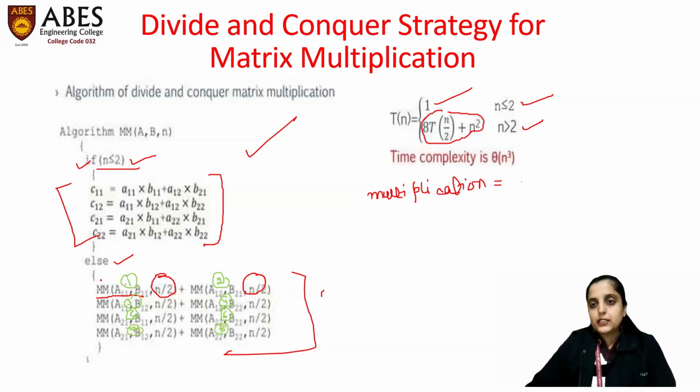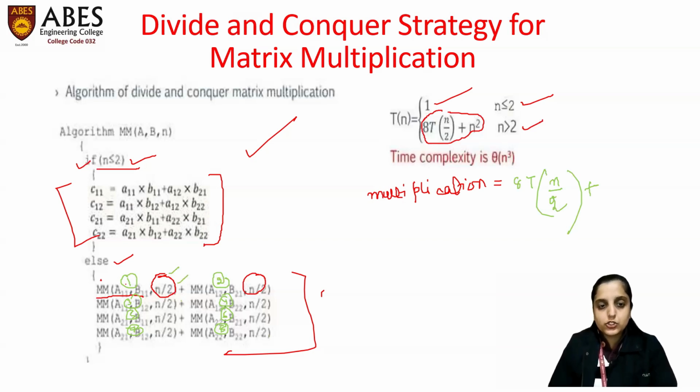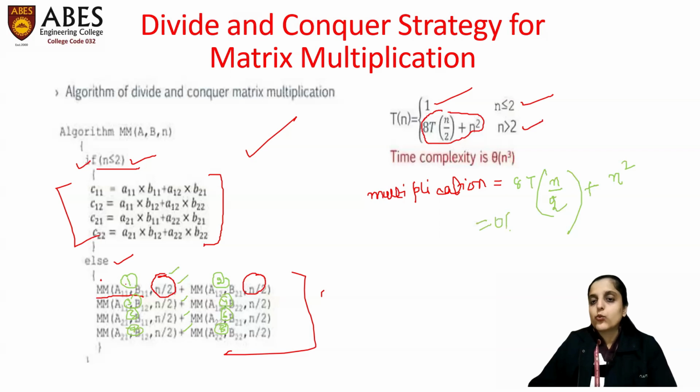So it means the total number of multiplications that we're going to do is 8, right? And every time we are dividing our problem in half, so it will be 8T(n/2) plus. Now the total additions we are doing are 1, 2, 3, and 4. Whatever number of times we are adding two matrices, it is going to take O of n square. So the recurrence equation is 8T(n/2) plus n square. And if we solve this recurrence equation using the master method, the recurrence tree, or the iteration method, we get O of n cube.